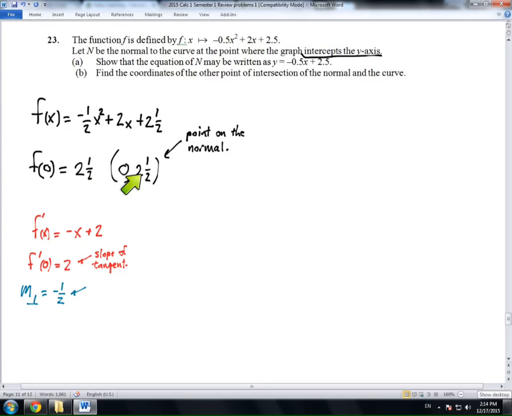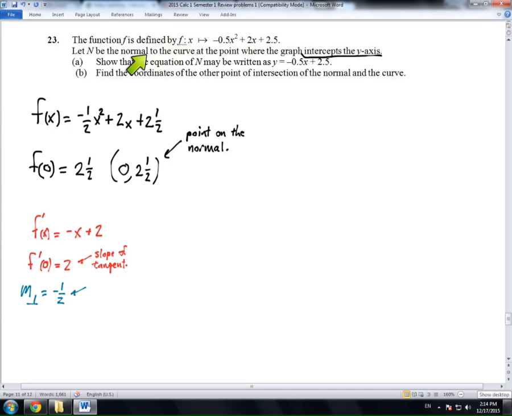f of 0 equals 2.5. Done. Second thing is I take the derivative. This way I can find the slope of the tangent line when x equals 0. That's where here I found f prime of 0, which was 2. I don't need the equation of the tangent line. It says n is the normal.